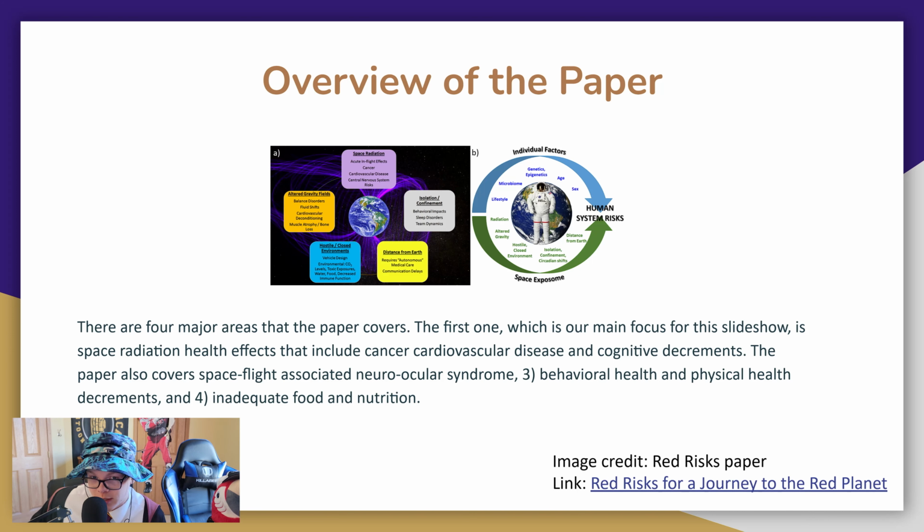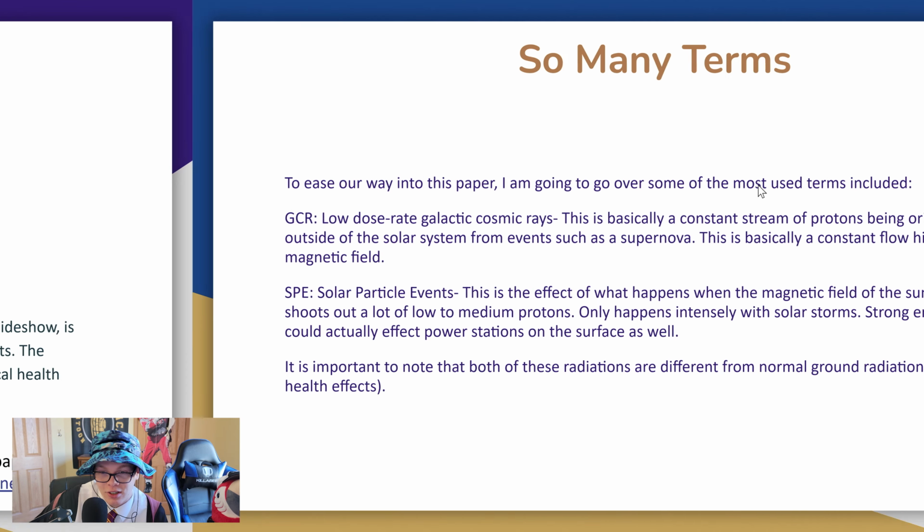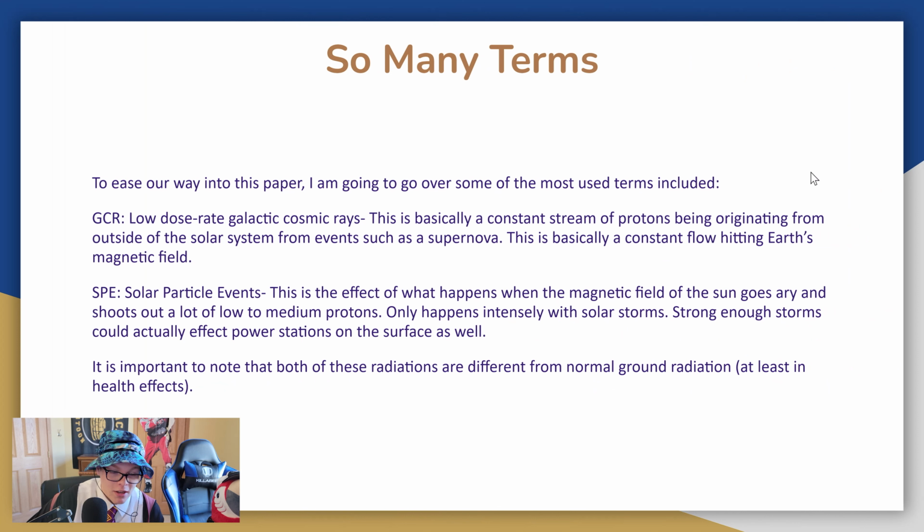I believe all of those would be interesting, but I decided to focus on radiation, and there was a lot to learn with this. So let's go over some of the terms. There's 2 big types of radioactive items in space that we really have to focus on. GCR, which is low dose rate galactic cosmic rays, which is basically just a constant low quantity stream of protons that flies from interstellar space from exploded stars, and those aren't very good for you.